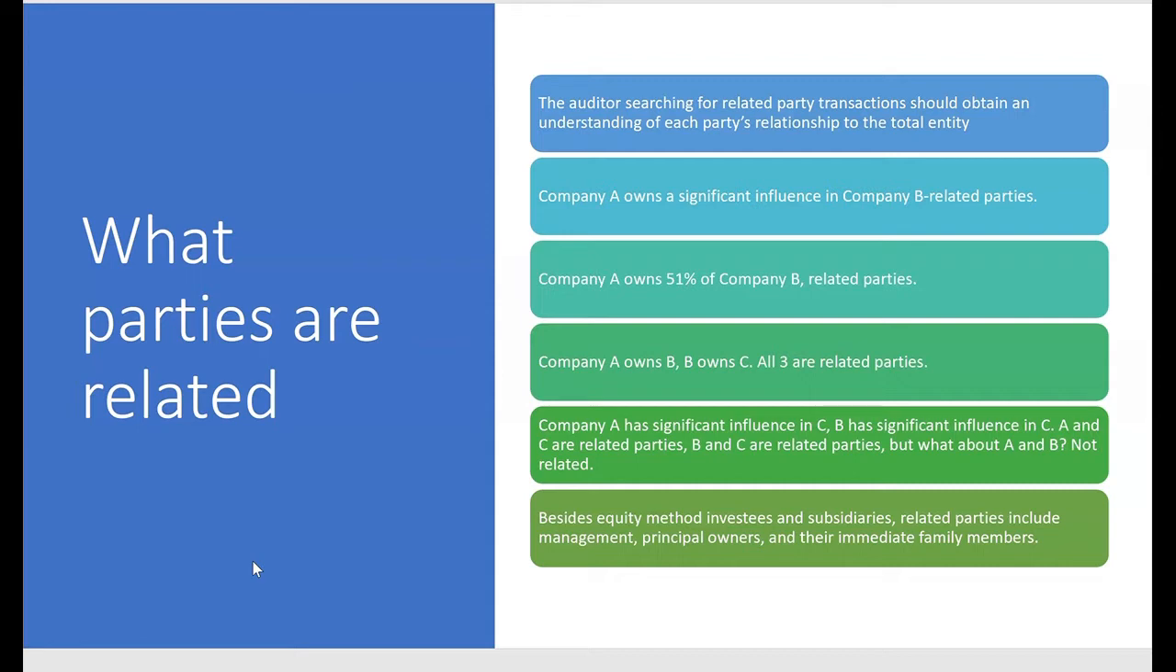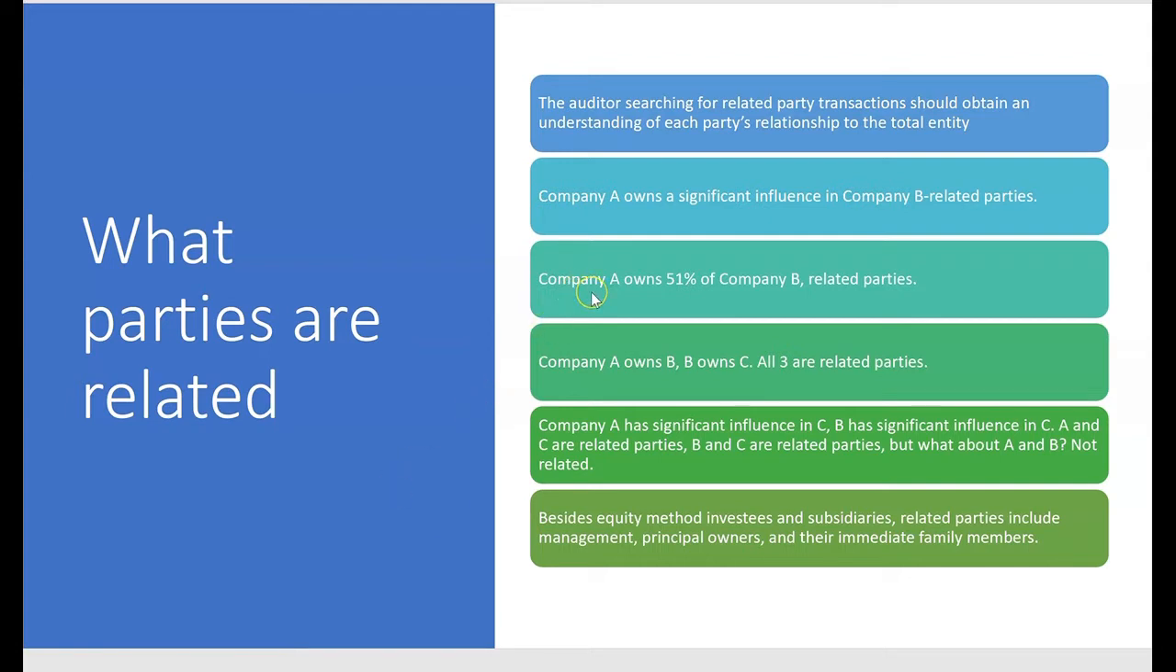So, if Company A owns a significant influence in Company B, they are related parties because of that significant influence. Remember the equity method where you can significantly influence the other party? You own 20 to 25% or more of the stock. You can significantly influence them. That makes them a related party to you. They don't have to be a wholly owned subsidiary.